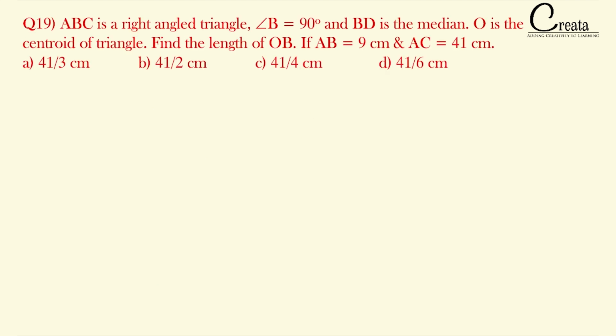The question is: ABC is a right angle triangle, angle B is 90 degrees and BD is the median. O is the centroid of the triangle. Find the length of OB if AB is 9 cm and AC is 41 cm. Four choices are given.